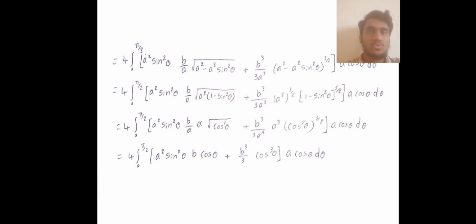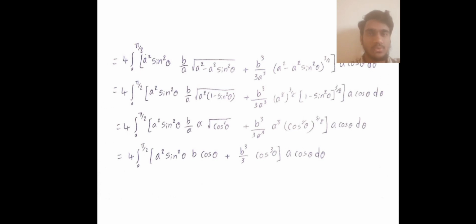4 integral 0 to pi by 2 a square sin square theta b by a root of a square minus a square sin square theta plus b cube by 3a cube (a square minus a square sin square theta) to the power 3 by 2 dx. We have to substitute a cos theta. In terms of x we have to substitute a sin theta. 4 integral 0 to pi by 2 a square sin square theta b by a, square is common, 1 minus sin square theta plus b cube by 3a cube, a square is common, 3 by 2 (1 minus sin square theta) to the power 3 by 2 a cos theta d theta.